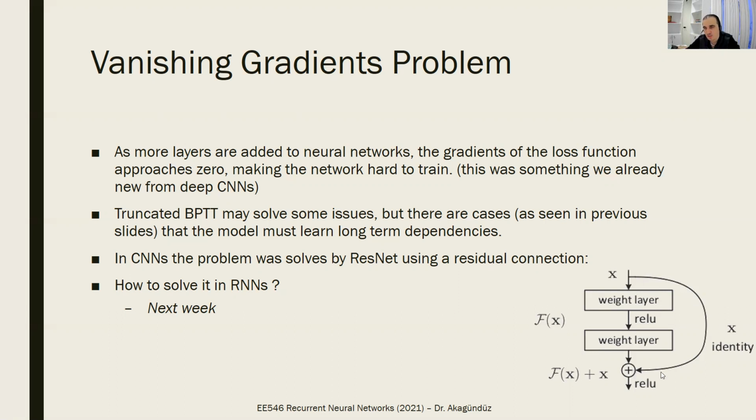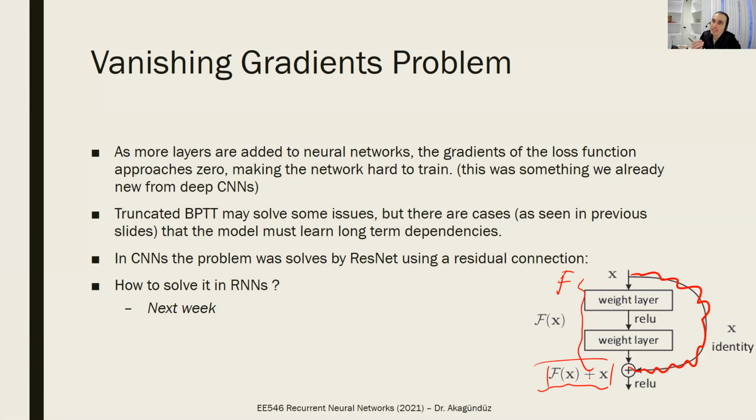So imagine you don't have this part, I'm just deleting this part for now. If we had only this part, it is just f of x. This function is like function f, and I'm getting the output. But with this connection, what I'm actually getting is f of x plus x, which is good.